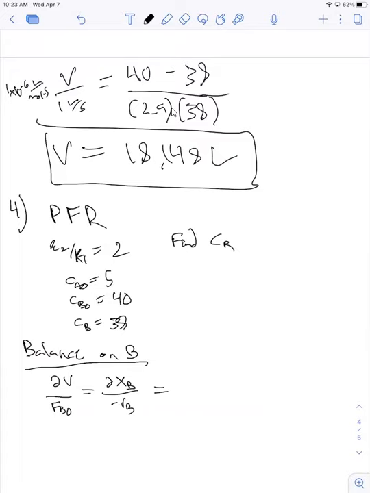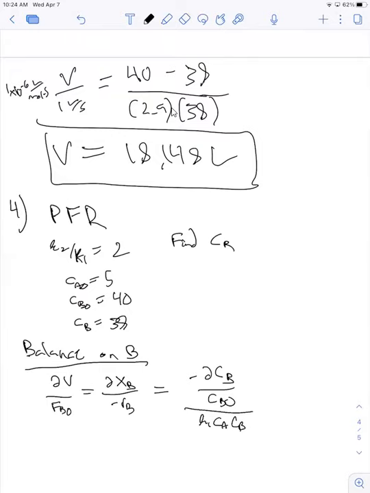So this will be negative dCB over CB0, divided by the rate, which is K1 CA CB. This comes from just converting XB. If you take the derivative, it'll be negative because you're losing. The concentration's going down as extent goes up, so that's why it's negative. And then we'll divide by CB0.